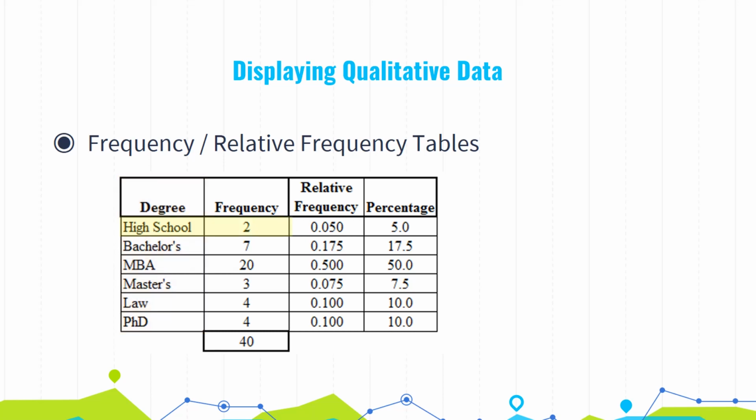The frequency table, the frequency is just that count. Relative frequency is we're taking the frequency and dividing it by the sample size. So we're getting a proportion of the sample. So relative frequency is always going to be a number from 0 to 1, which can be converted to a percentage by just multiplying by 100.